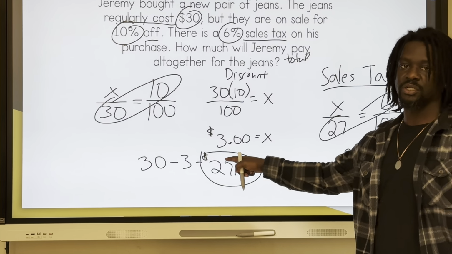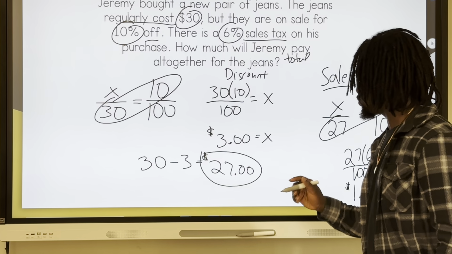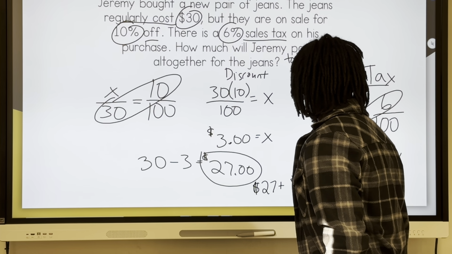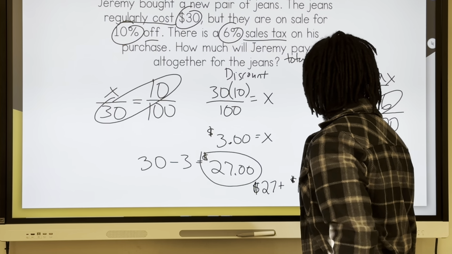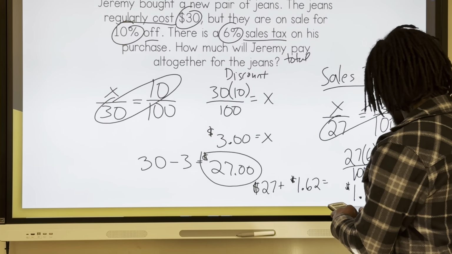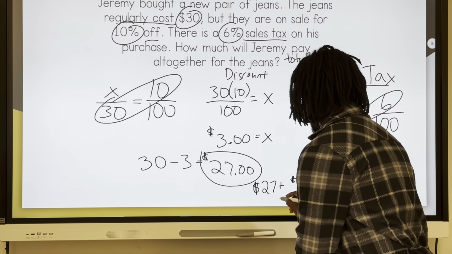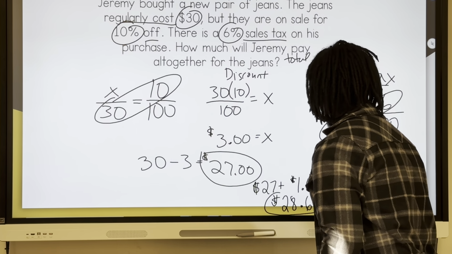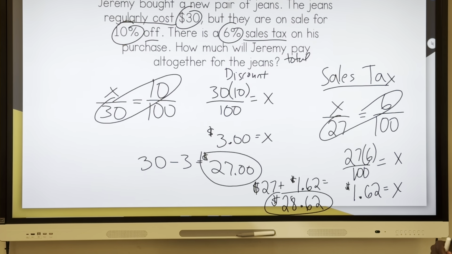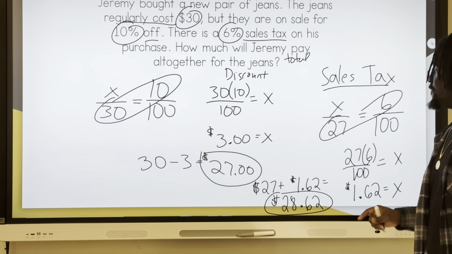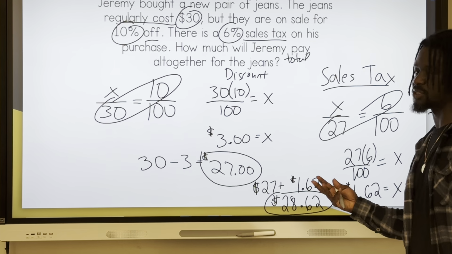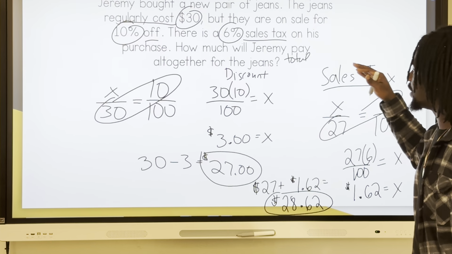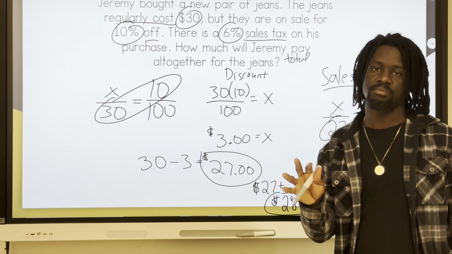So now I have to go back and add the sales tax to the 27. So it's 27 plus the $1.62, and that is going to give us the new amount, which is $28.62. Again, if you use 30, you would have been a couple cents off. So it just depends. Again, technically, I'll remind you to do that.